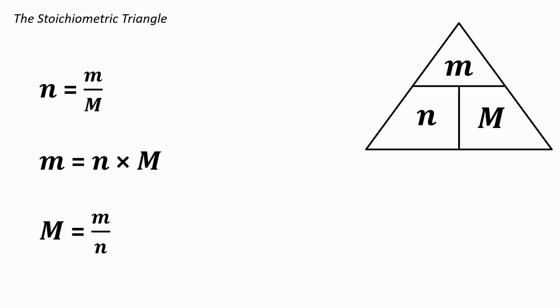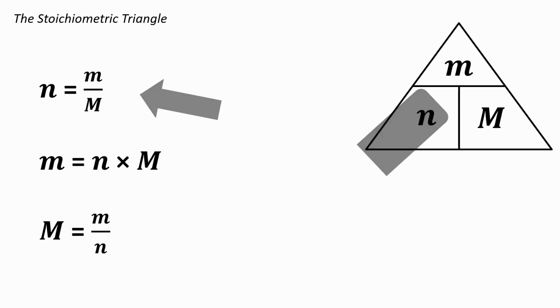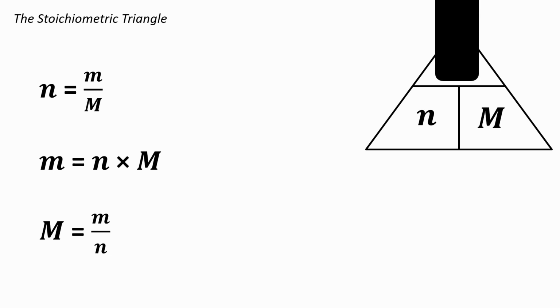And you do this by covering the one piece of information that you don't know, and then the formula simply reveals itself. Let's look at an example. If we cover the n, i.e. moles, we can see that we need to divide mass by molar mass, which is seen in this formula. Likewise, if we cover the m, or mass, we can see that we need to multiply moles and molar mass, like in this formula.